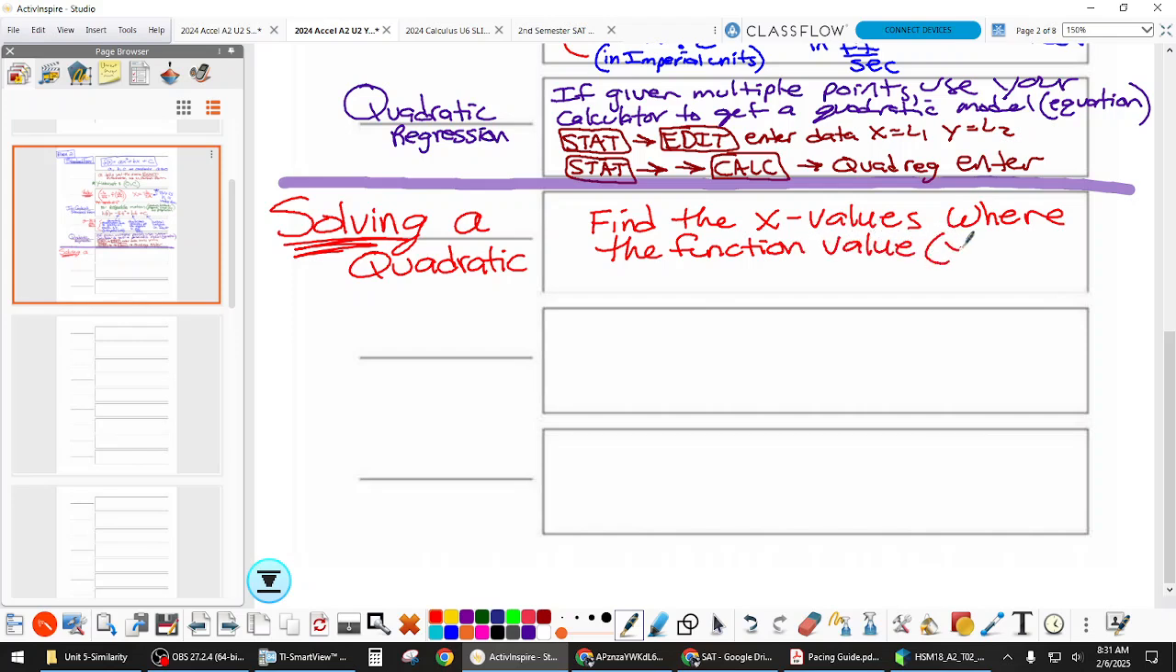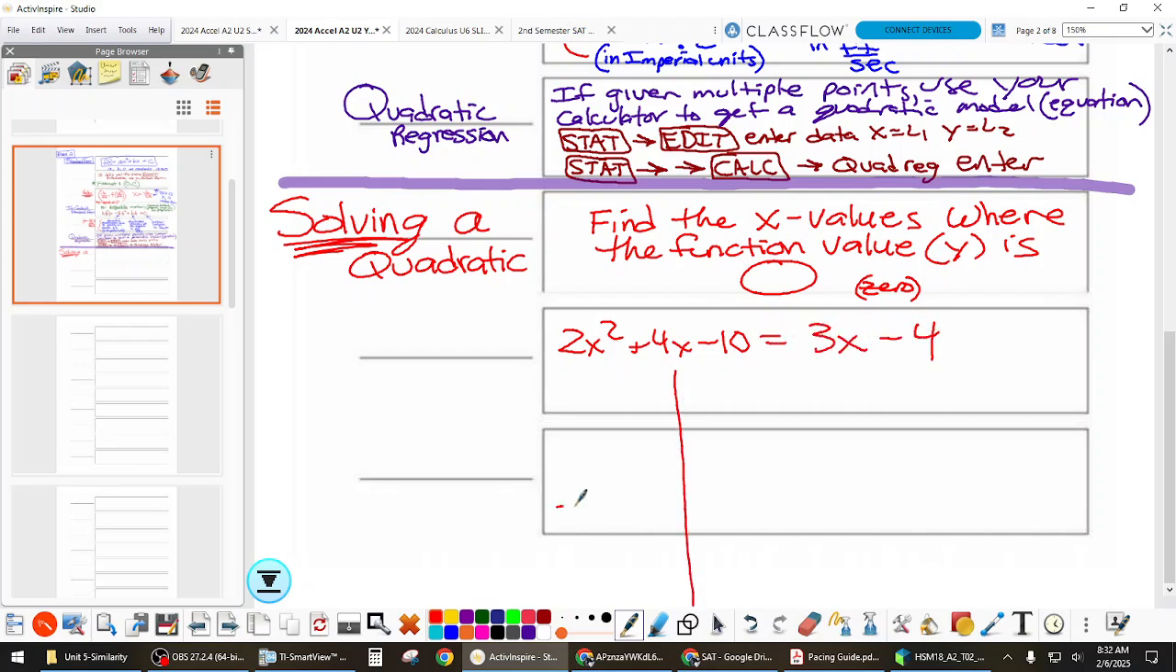So you're finding the x values where the function value is what? 0. Okay. Now, what if it's a quadratic like this? Maybe it's a quadratic linear system. So just pause and think with me for a second. 2x squared plus 4x minus 10 equals a linear equation. Something like that. So minus 4, positive slope of 3. This is opening up.